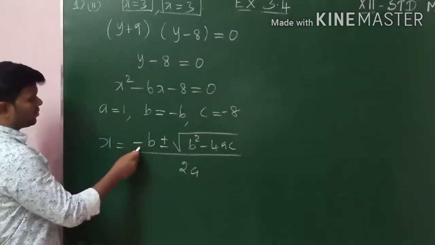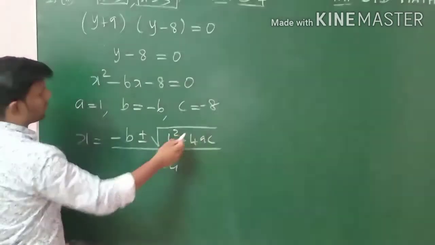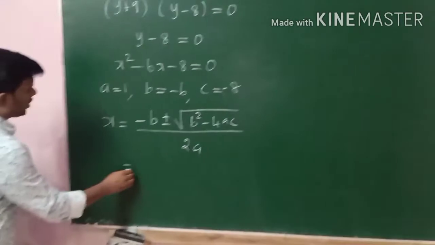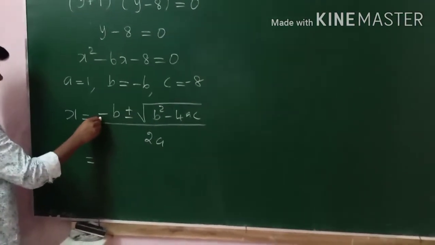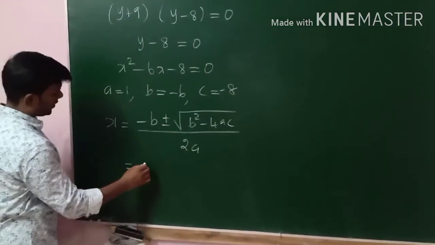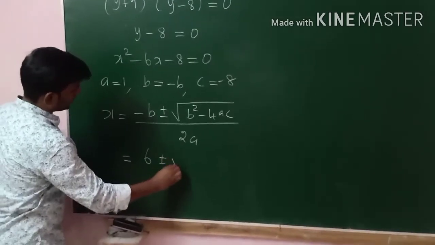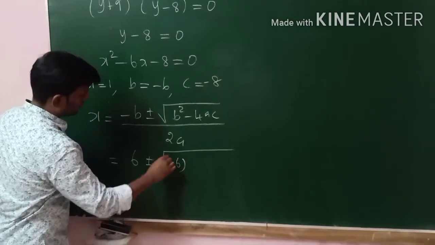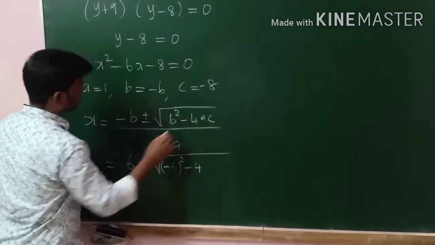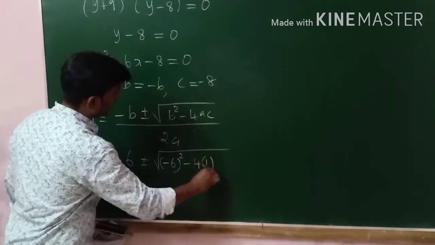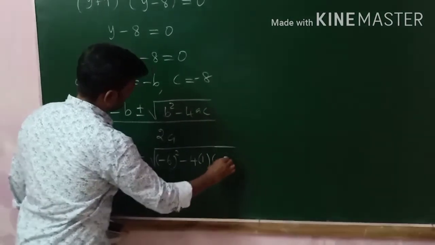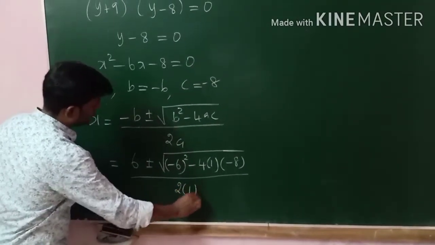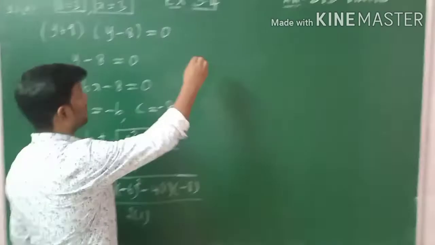x is equal to minus b plus or minus square root of b square minus 4ac, whole divided by 2a. The value of b is what? Minus 6. So add your minus 6. Minus of minus 6 is plus 6, plus or minus square root of b square, minus 6 square, minus 4 into, the value of a is what? 1, and the value of c is what? Minus 8, whole divided by 2a. So 2 into 1.